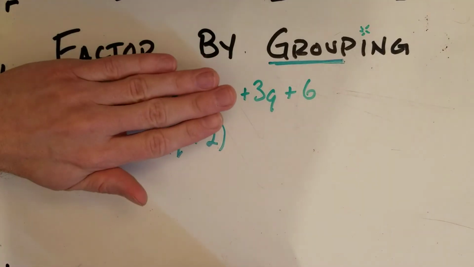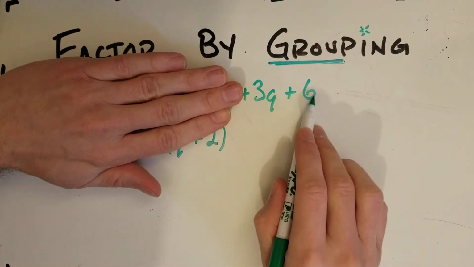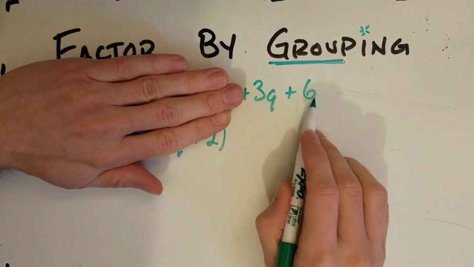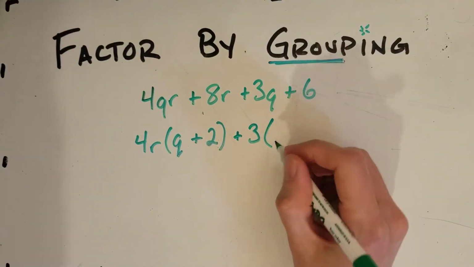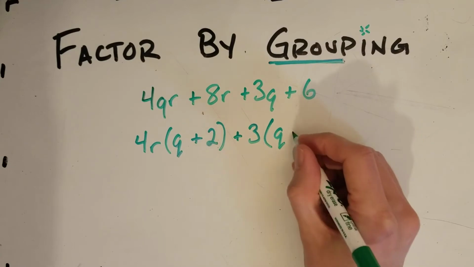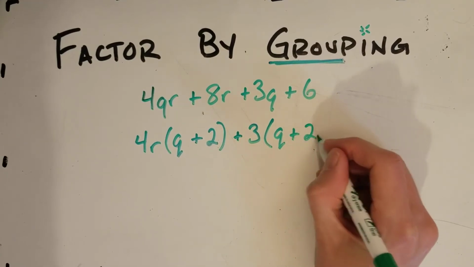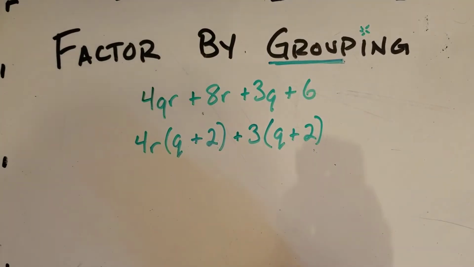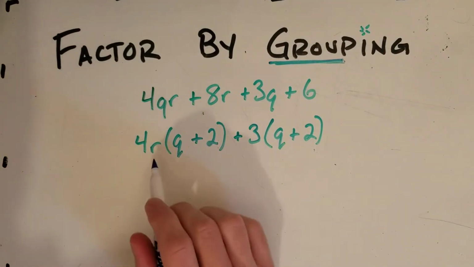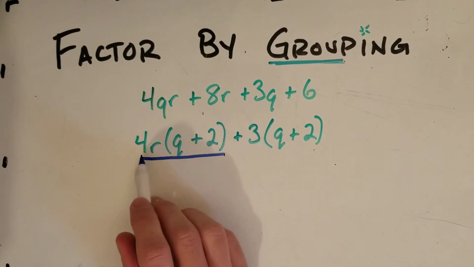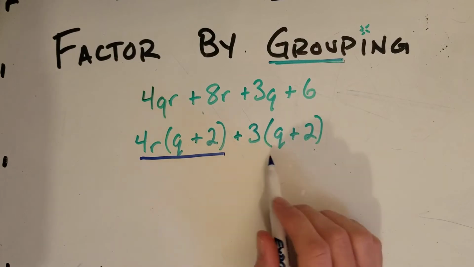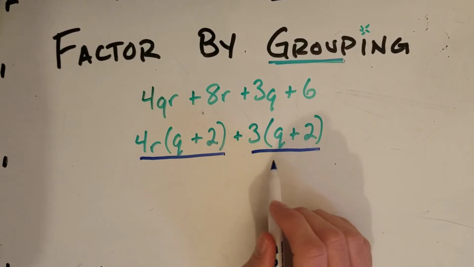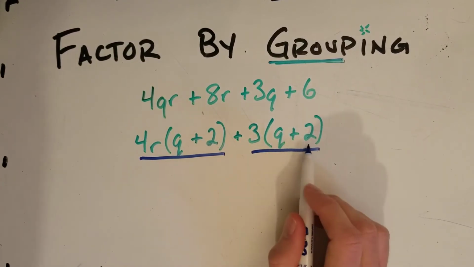Now I'm going to group together the other two terms, 3q and 6. 3q plus 6, do they have anything in common? Well, they have a plus 3 in common. So when we factor out a 3, we're left with q. Factor out a 3 from 6 is 2. So you're left with q plus 2. Now looking at these two here, we have the monomial 4r times the binomial q plus 2. And we also have the monomial 3 times the binomial q plus 2.